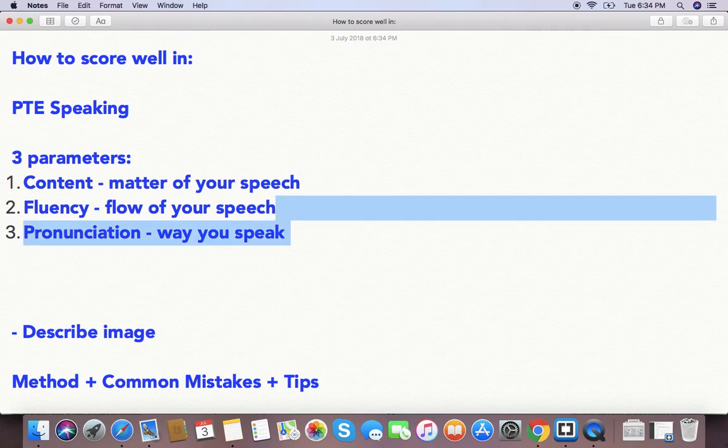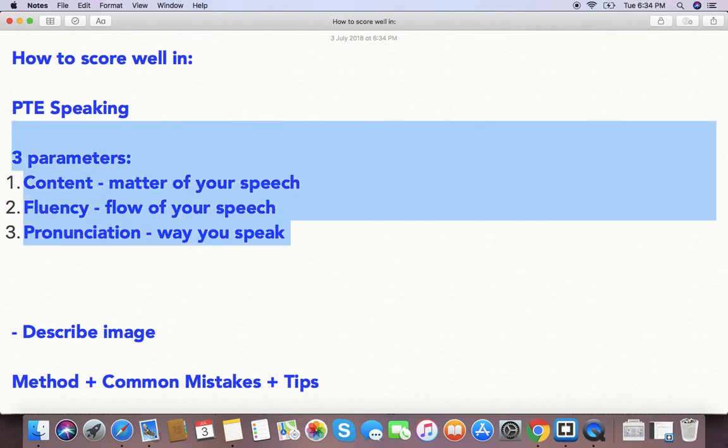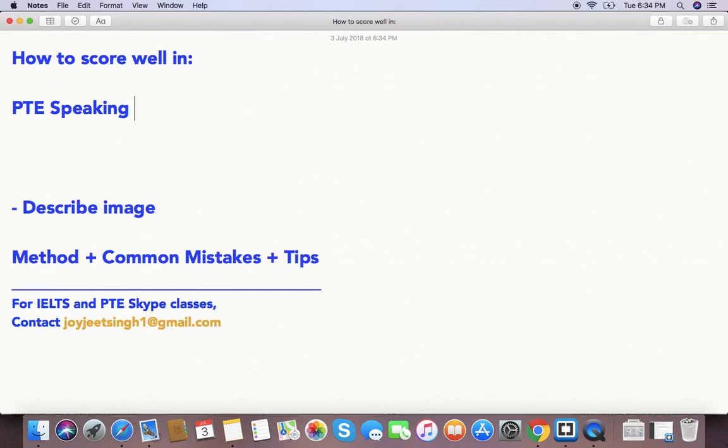So keep these three parameters in mind. These are the three things that would be looked at while giving you the scores in PTE speaking. So keep these in mind throughout your speaking test. Now getting back to the main topic, Describe Image.